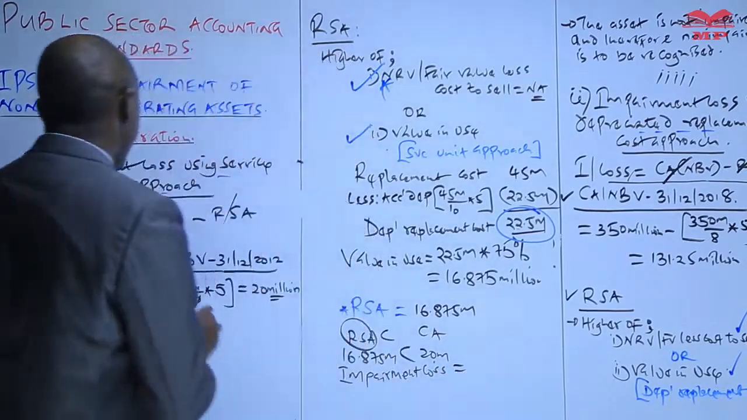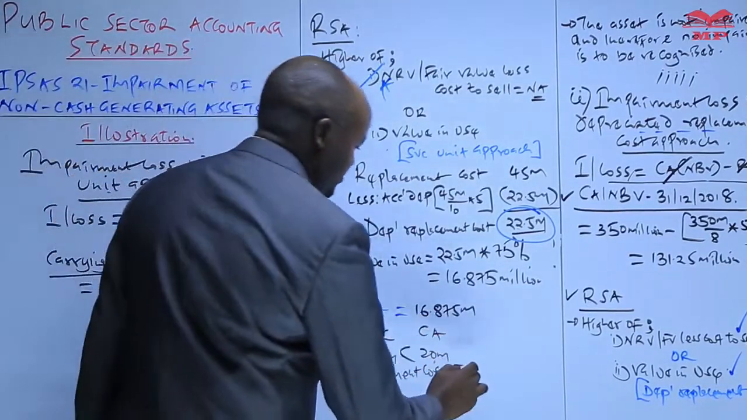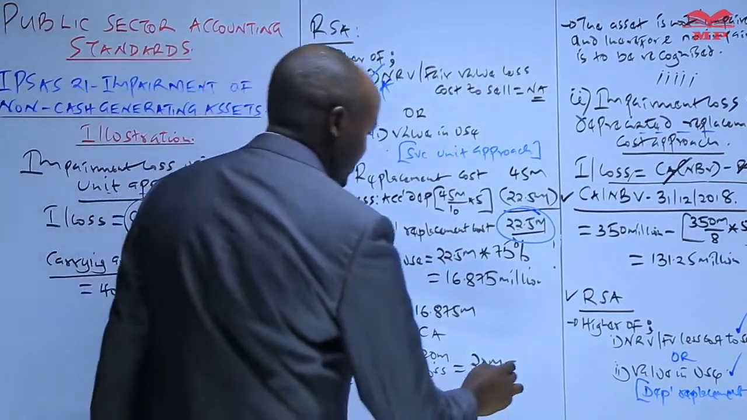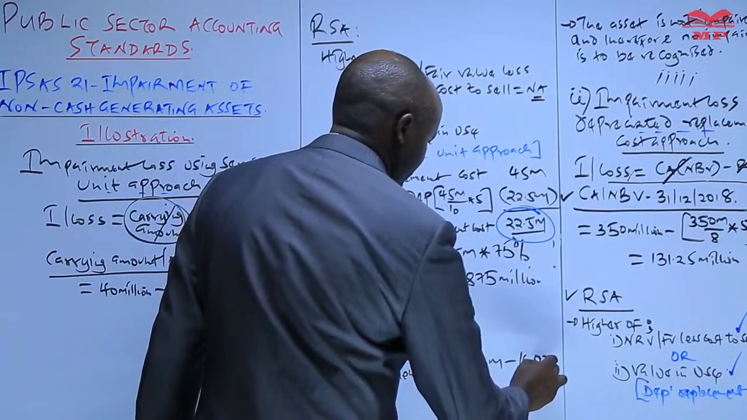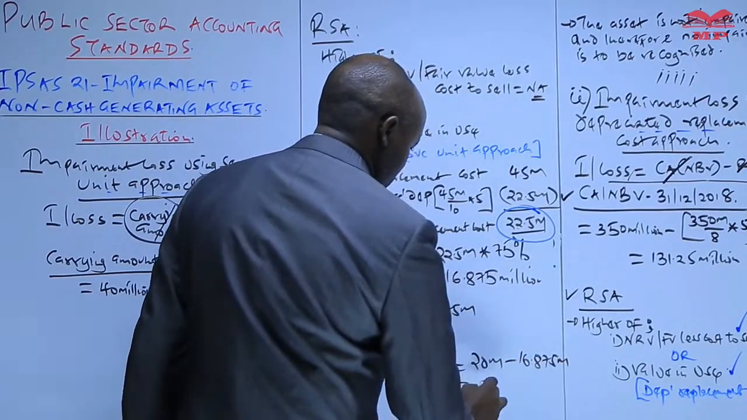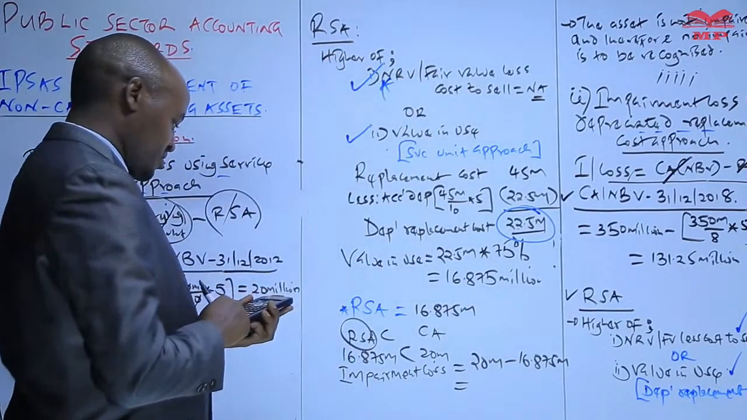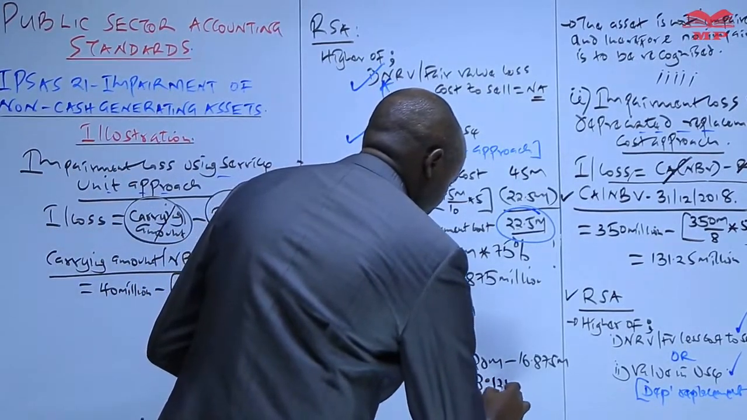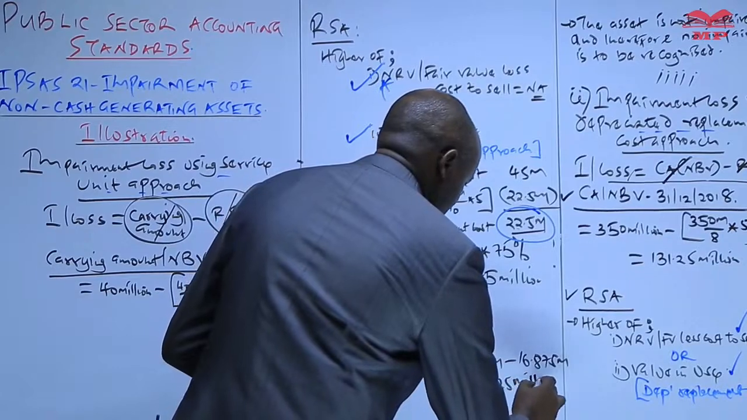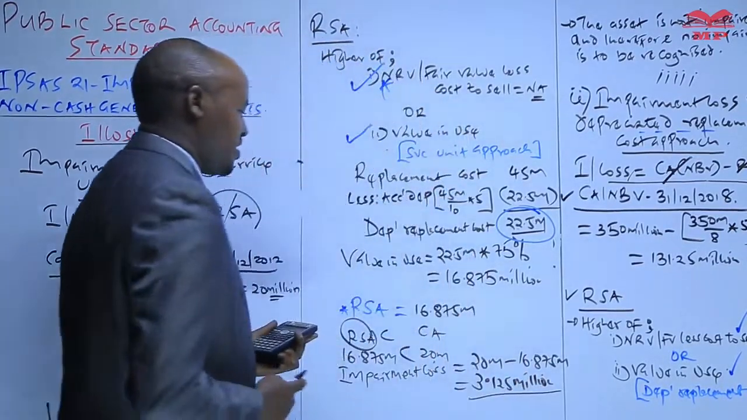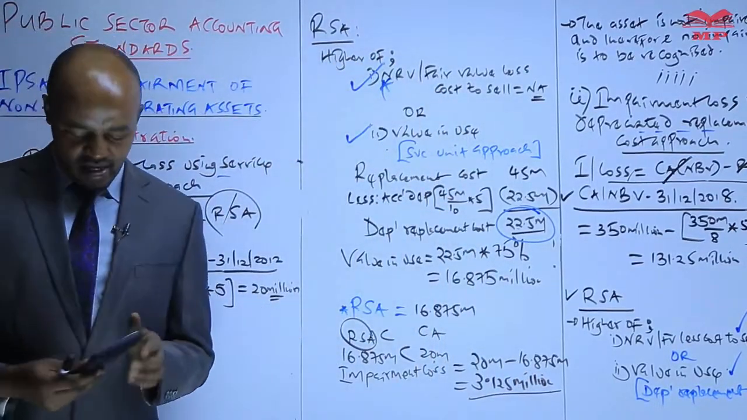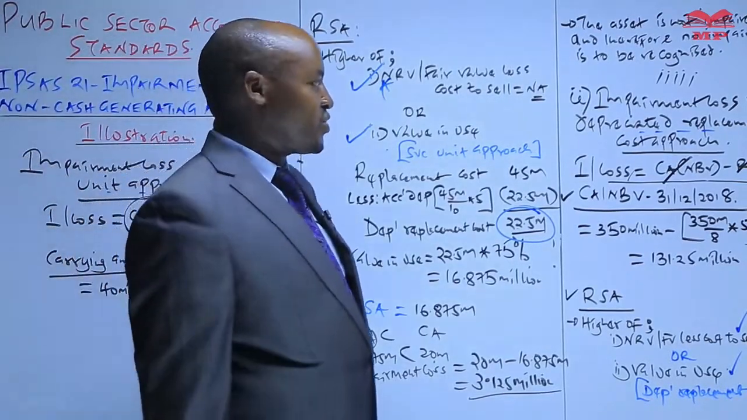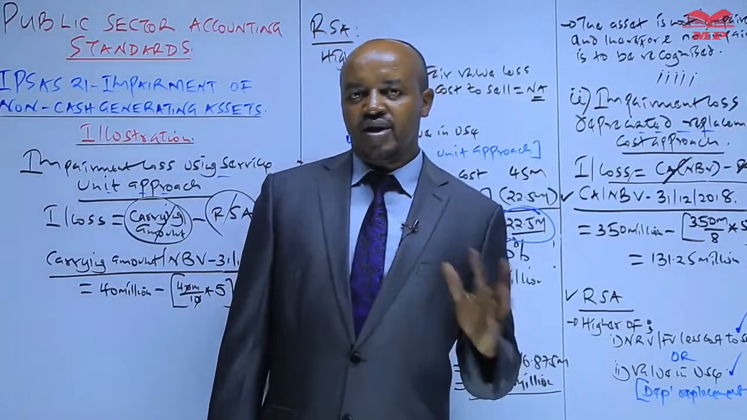So the impairment loss will be equal to carrying amount, which is 20 million, minus the recoverable service amount, which is 16.875 million. So what will be the difference here? It is 3.125 million, and that is the impairment loss.